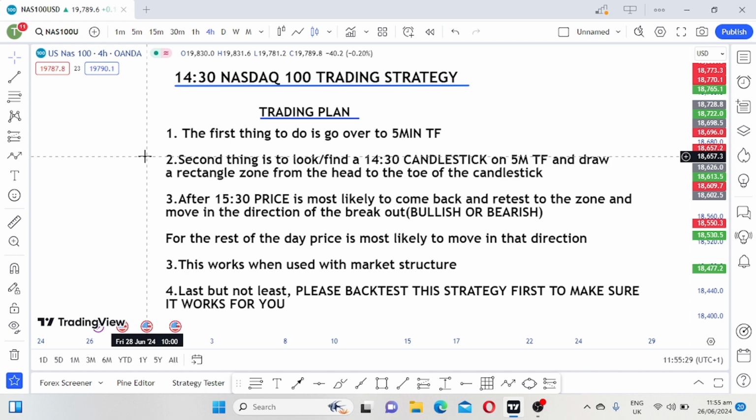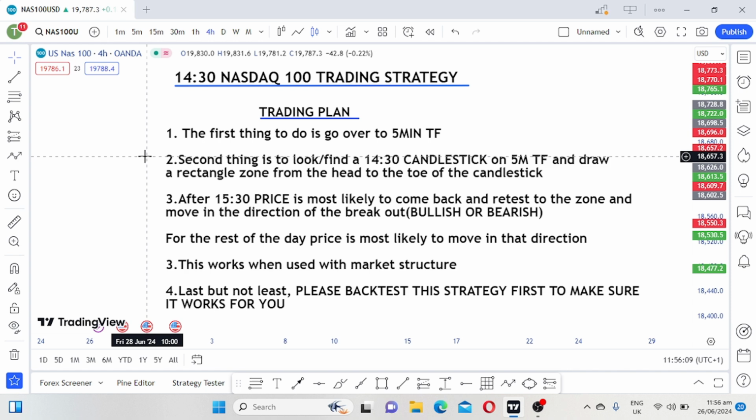The second thing is to look for and find a 1430 candlestick on the M5, 5-minute time frame, and draw a rectangle zone from the head to the toe of the candlestick. I will show you later. Make sure you stick around and watch the whole video.